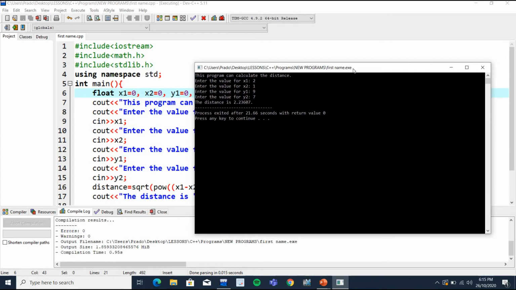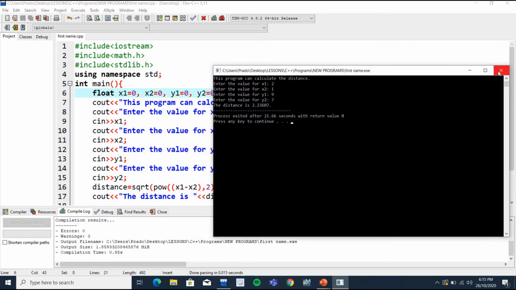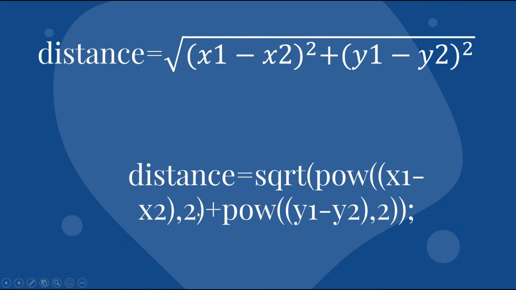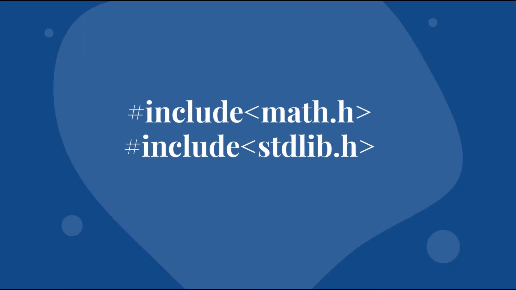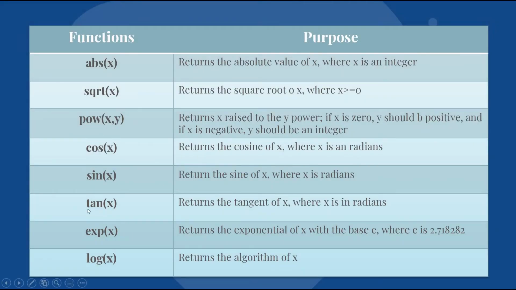So, yan po yung paggamit ng include math.h and stdlib.h. Wag nyo pong kakalimutan itong dalawa, tapos, itong lahat ng to. So, yun po yung gamit nitong absolute value, square root, power, cosine, sine, tangent, exponential, and logarithm. Ayan.